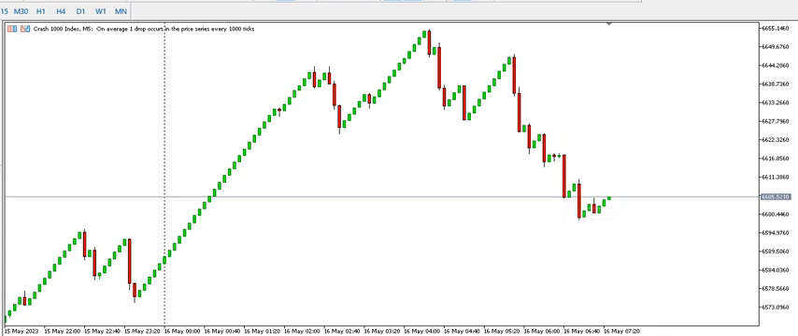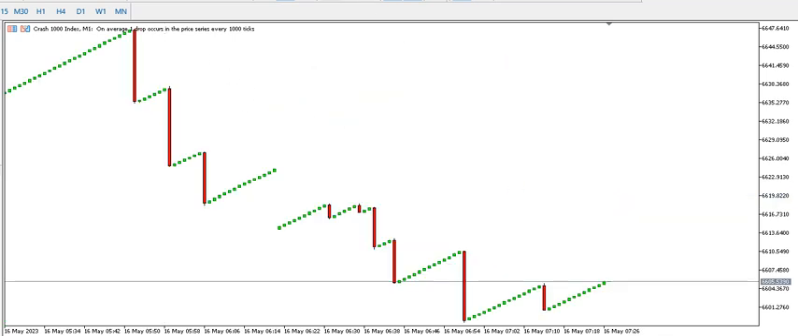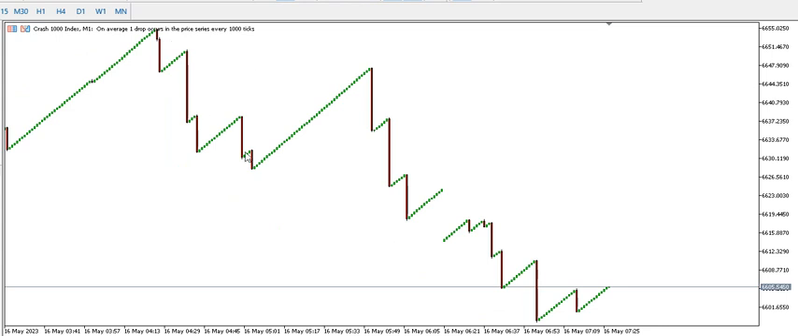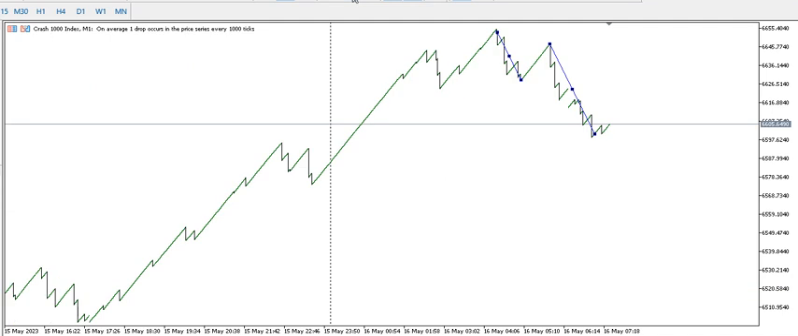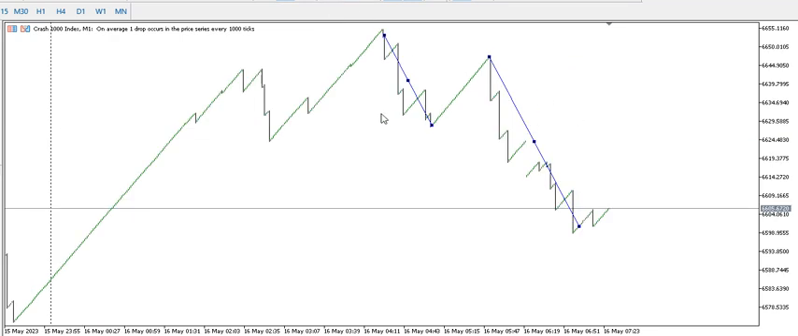Looking at the 1 minute time frame, you can see the spikes continue to go, keep having spikes. Spikes, then the retracement, then spike. Currently we're having a retracement, but the overall trend is bullish, so you might consider joining the buyers to buy Crash 1000 Index.